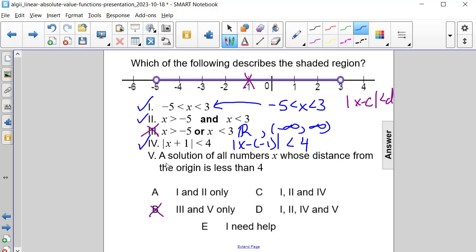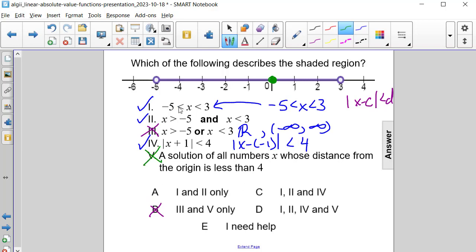Now let's look at 5. A solution of all numbers x whose distance from the origin is less than 4. Well, the origin is here at 0. Are all of the values or accepted values for x 4 away from 0? No, we have 3 away from 0 in one direction and 5 away from 0 in the other. So this one's definitely not true.